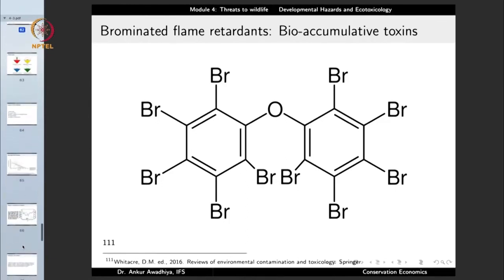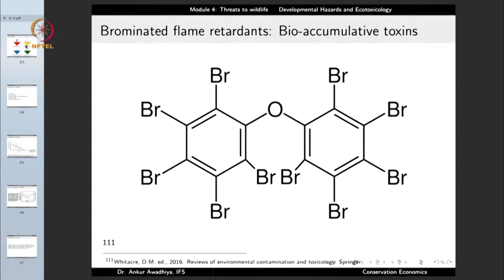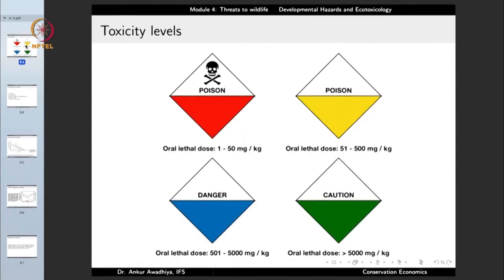Now, talking about toxicity, all of these chemicals will have different levels of toxicity. So consider the oral lethal dose, which means the amount of any chemical that, when given to an organism by the oral route, which is through food or water, will result in lethality, that is, will kill the organism. So this is the oral lethal dose. It is generally expressed in milligrams per kg body weight of the organism. Now, if there are chemicals which are lethal, or which kill the organism, at a dose as low as 1 to 50 milligrams per kg, then we say that these are the most poisonous chemicals.